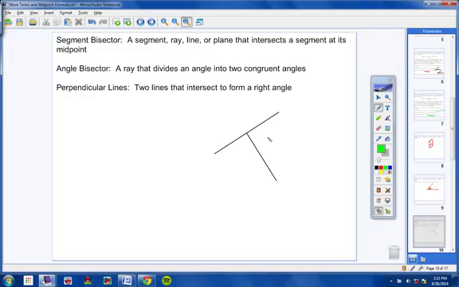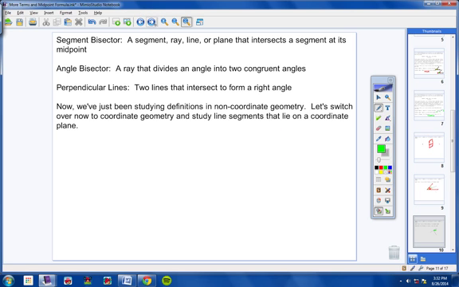So these two lines are perpendicular if their intersection forms a right angle. And so if I put a little mark here like this, you know that's the right angle symbol, then I know those two lines are perpendicular because they form a right angle, or in other words, they form an angle that measures 90 degrees. Okay? So perpendicular lines, two lines that intersect to form a right angle. Okay? Now let's continue on. Those are all of your definitions. Let's move on quickly and finish this video up.